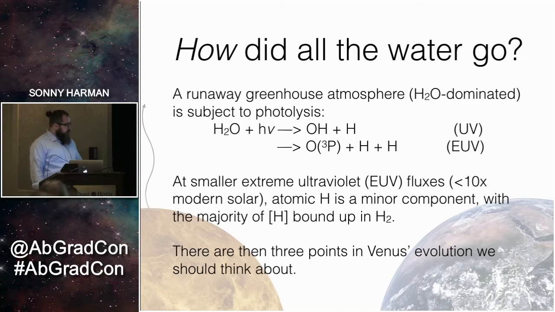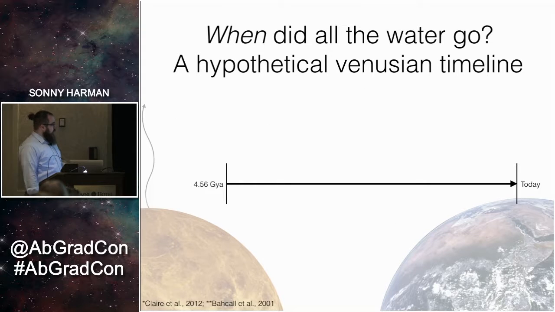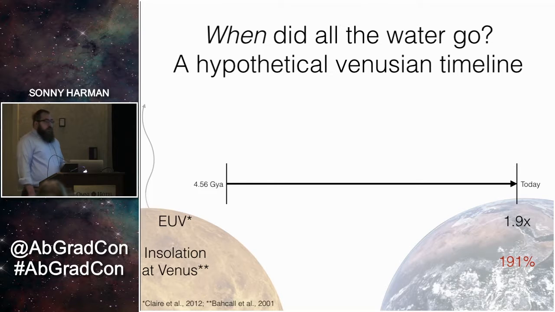And so here on this lovely diagram I've made for you, this is, for example, the formation of the solar system about 4.5 billion years ago. This is today, and this is a Venusian timeline. We can think about the amount of EUV, the extreme ultraviolet, that Venus is receiving as a function of time, and we can think about the amount of sunlight that Venus is receiving with time. Like I mentioned earlier, Venus is receiving about twice the flux in both EUV and integrated flux as compared to the Earth. These are relative to Earth values.